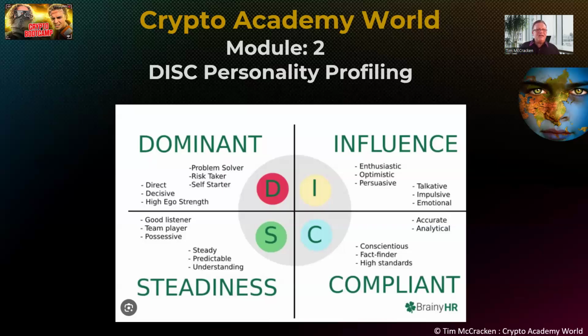Now, dominants are problem solvers, they're direct, they're decisive, they're self-starters. Yes, they take risks. Whereas the compliant, they're very analytical, very accurate, conscientious, fact-finding, and have high standards. When you combine these 2 factors together, you get an impeccable outcome. However, it's very rare to find people like this. If you're interested, I am a very strong DI.